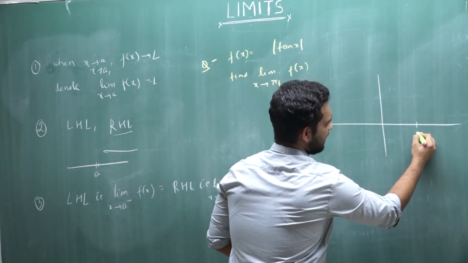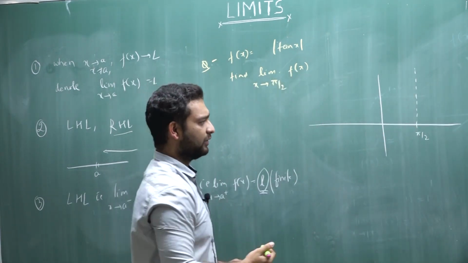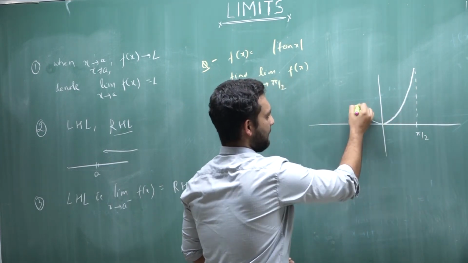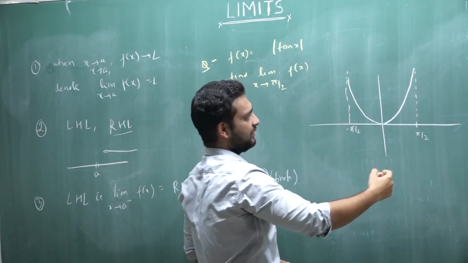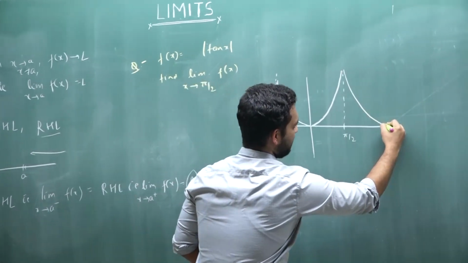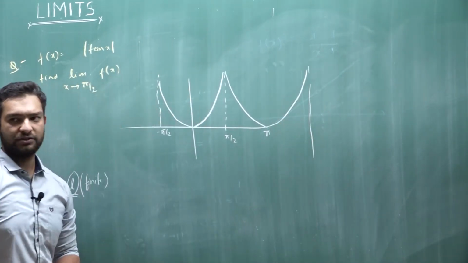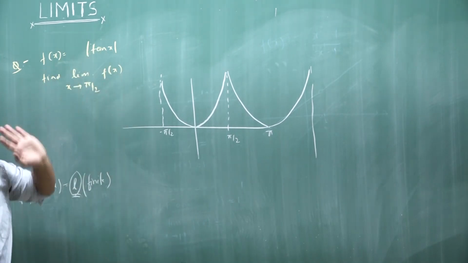So here it is pi by 2. All of you know how to draw the graph of mod of 10x. It will be somewhat like this. This is from minus pi by 2, it will be again tending to positive infinity, and again it will start from here like this, pi and so on. So this will be your graph for f of x is equal to mod of 10x.